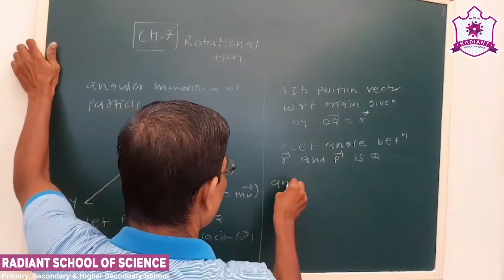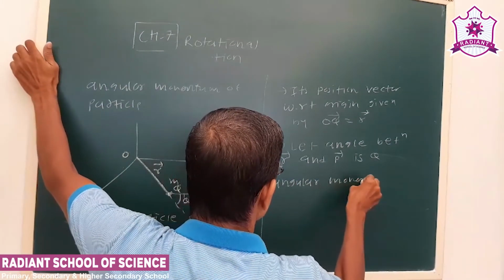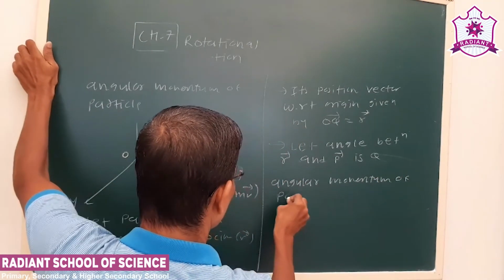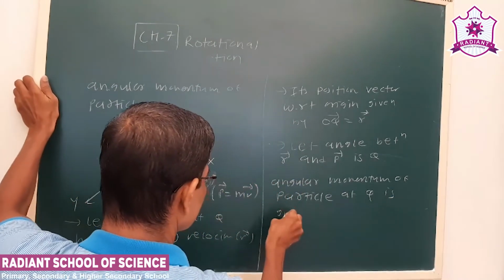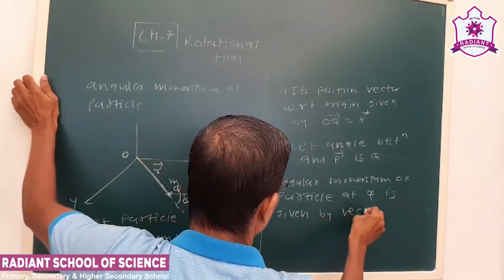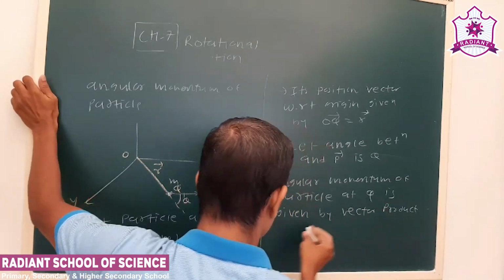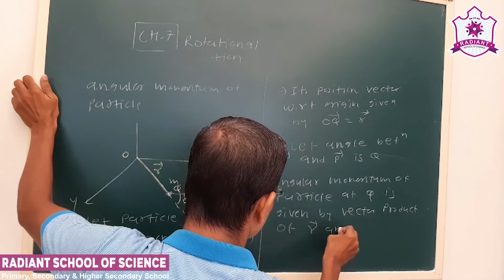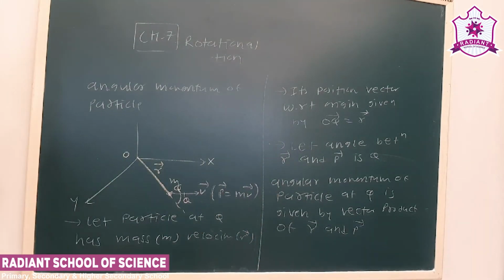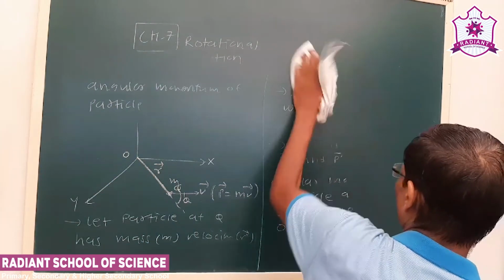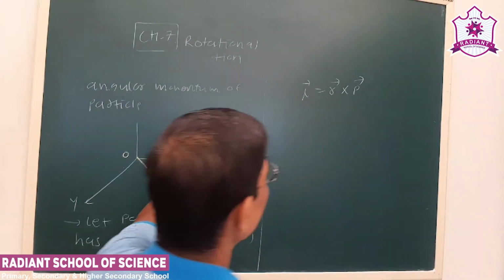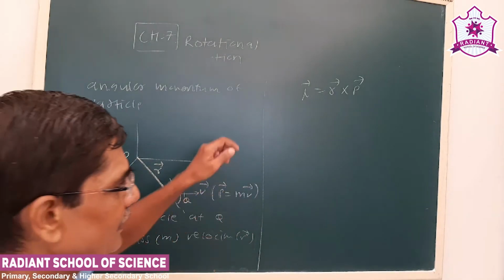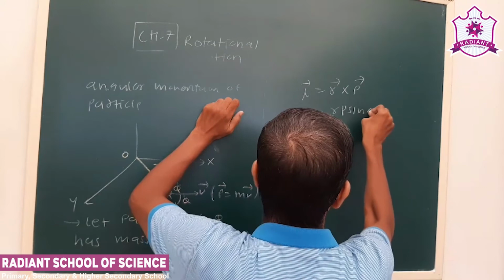So we can write that the angular momentum of the particle at Q is given by the vector product of R and P. So we can write angular momentum L as R cross P. Now again, A cross B is AB sin theta, so R into P into sin theta.